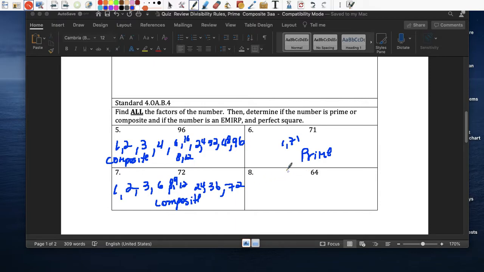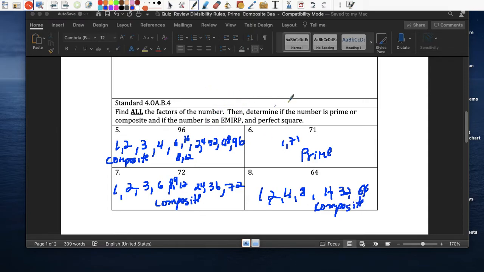Oh, okay, let me finish this first. 64. 1, 64. 2 and 32. 3 and 18. No, wait, what am I doing? 3 doesn't work. 4 and 16. 5 doesn't work. 6 and 8. So you can see that this is also a composite number. So I forgot the other part. So that was number 1.